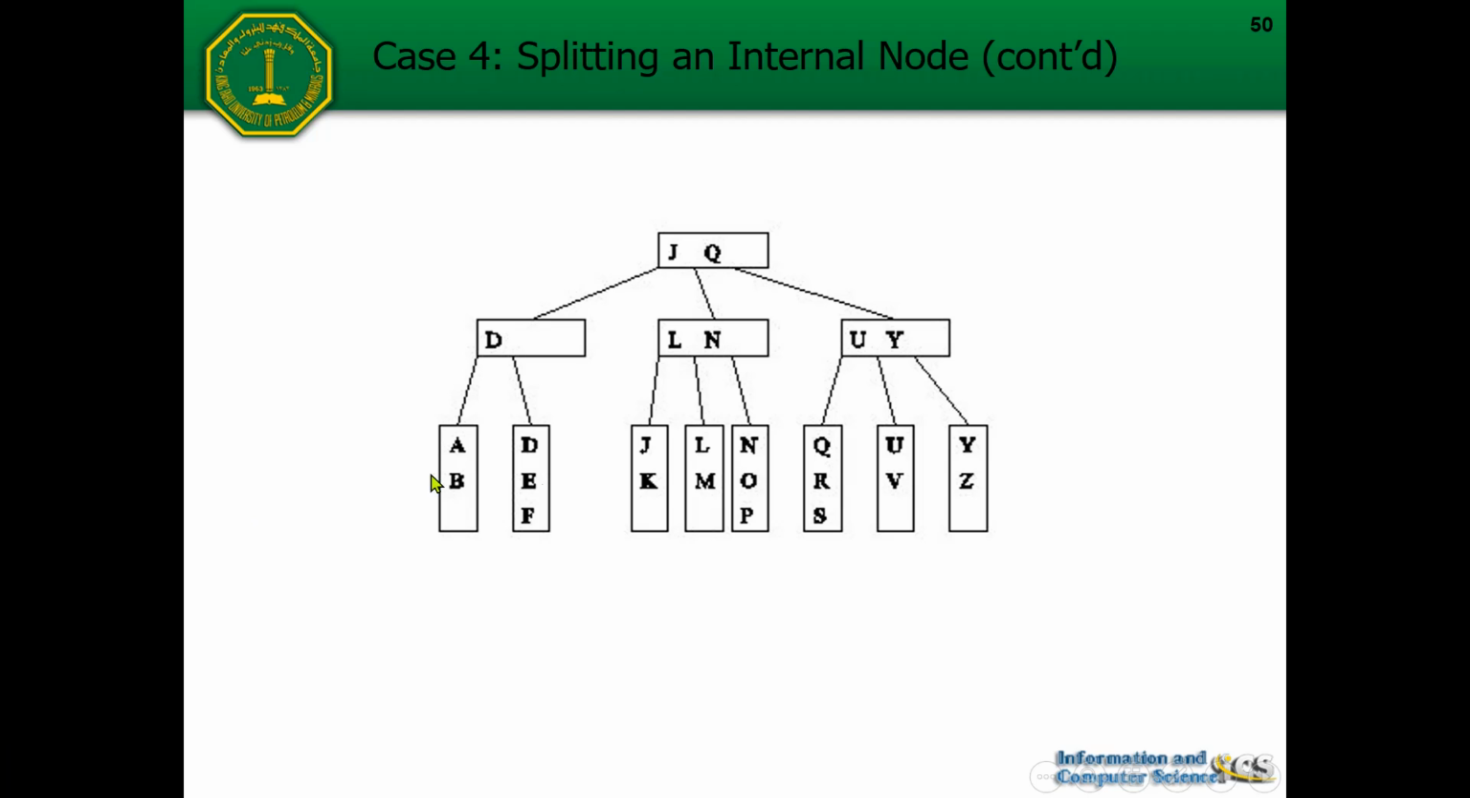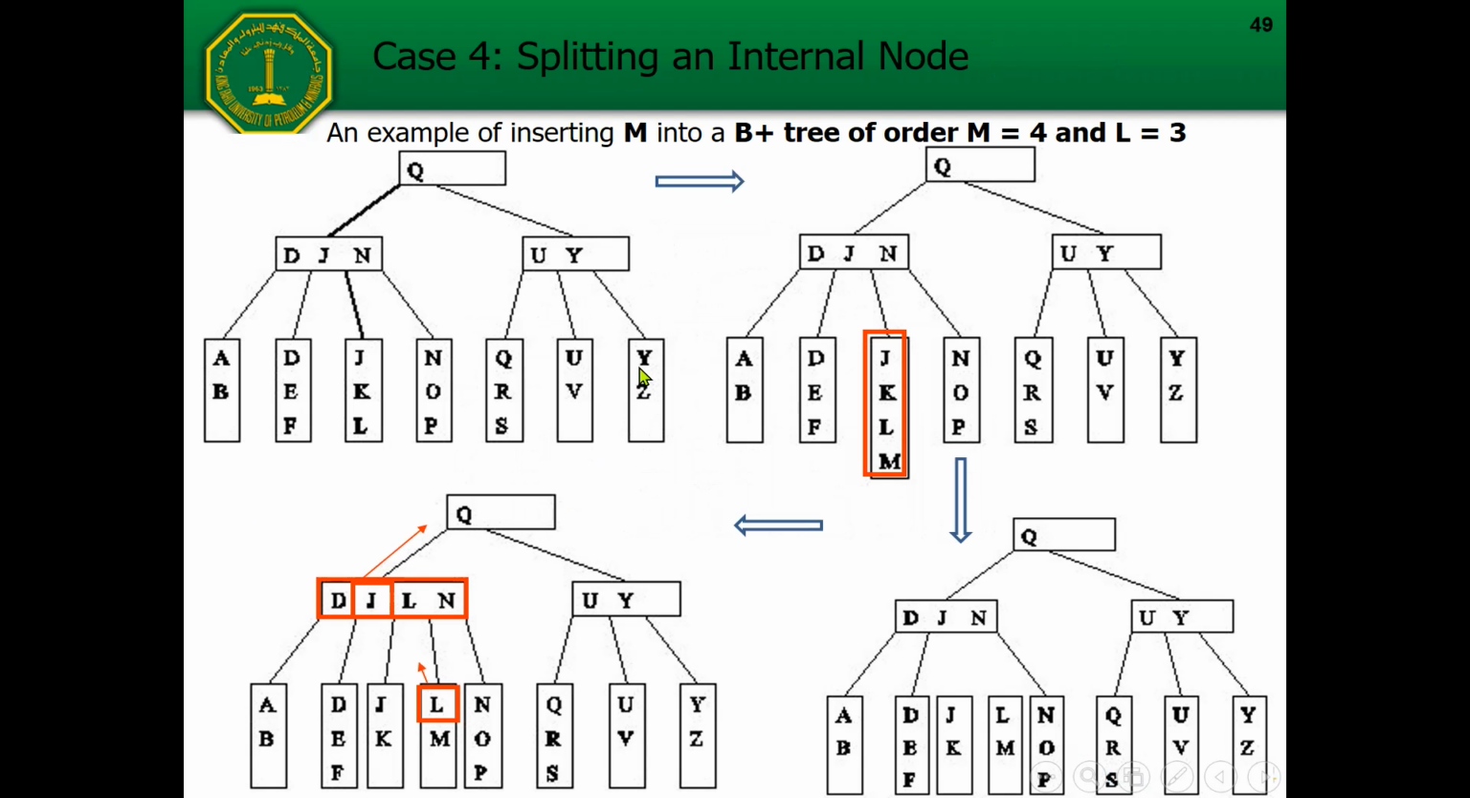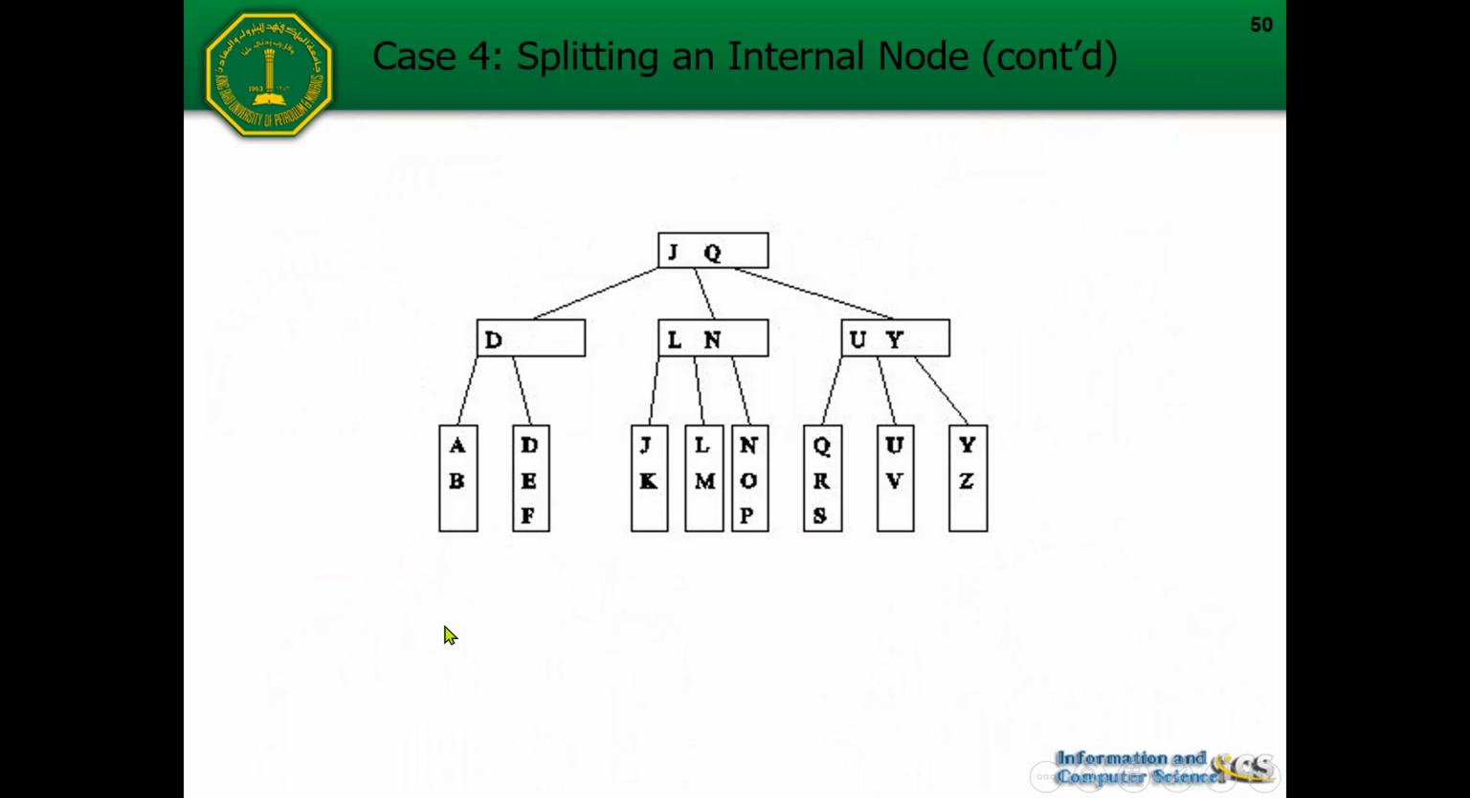In this case, you can see that we take the J from the internal node and promote that to become the key of the parent. That's why this internal node is now divided into two nodes, D as the first one and LN as the second one. So now this is D and this is LN, and J has been promoted to become the key in the root.